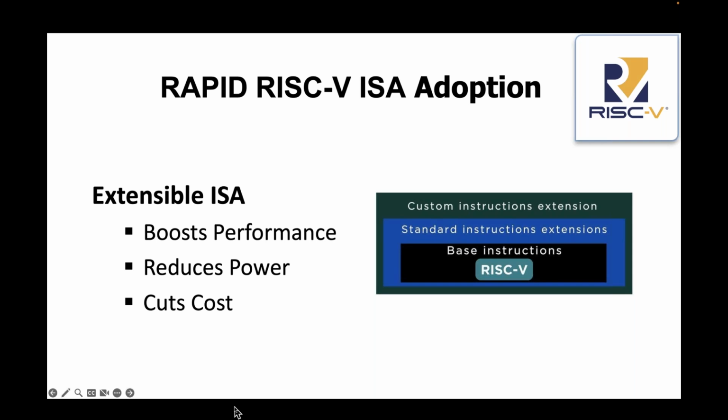The first trend is that currently there's a rapid adoption of the RISC-V ISA. The RISC-V ISA has different layers, starting with the basic instruction layer, which is implemented in most RISC-V processors. You can optionally implement standard instruction extensions, depending on your application needs, and you can also design custom instruction extensions. The extensible ISA provides several benefits: performance enhancement, power reduction, and also cost cutting.